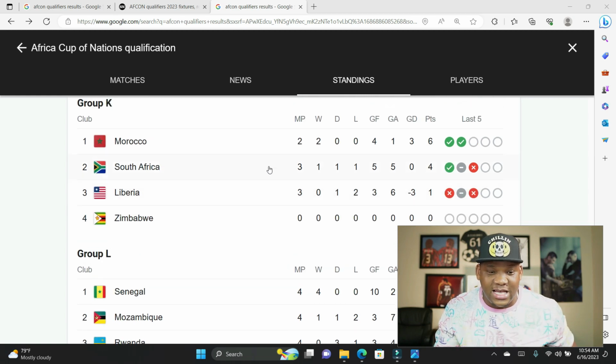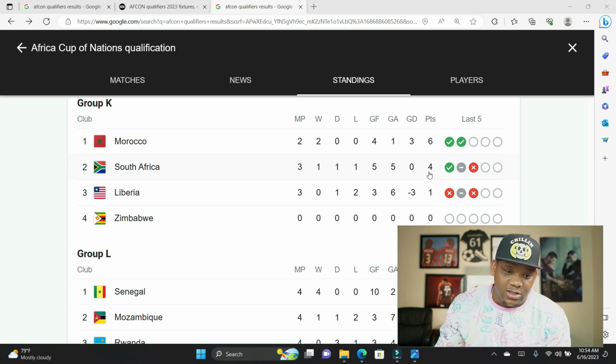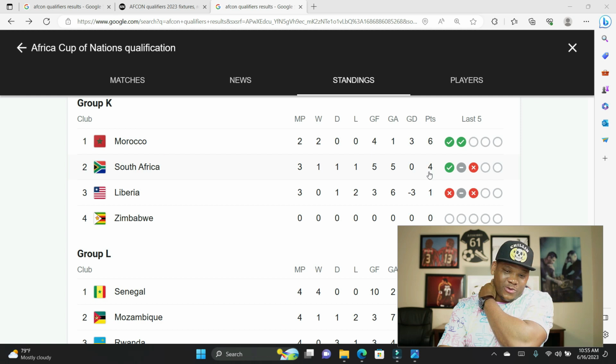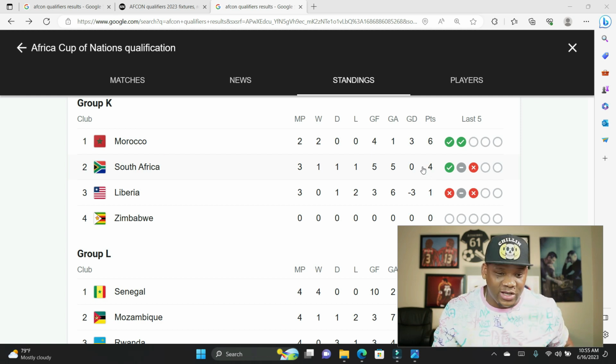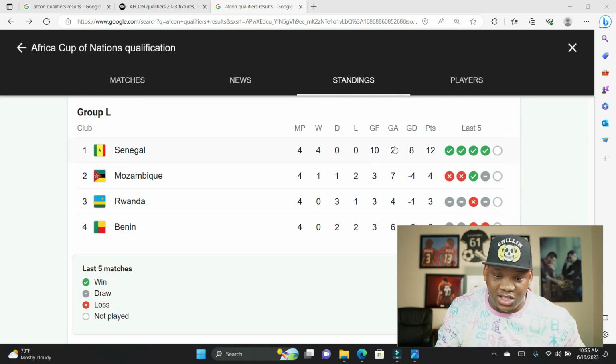But nonetheless, Morocco and South Africa are my two favorites. Liberia can still make it, but Morocco is already through, because Liberia can't catch them anymore. But I'm going to say South Africa is pretty much well positioned. They only need a draw, pretty much, to go through. So I'm going to say Morocco and South Africa will make it. Zimbabwe is gone.